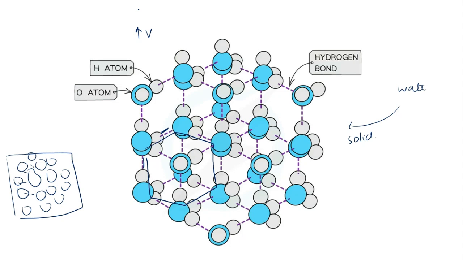And we know that density is inversely proportional to the volume. So if volume increases, the density decreases. So because ice has more volume because of this structural arrangement of the water molecules in ice, that is why it has less density than water.